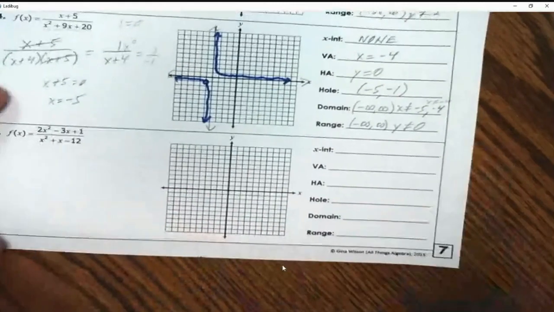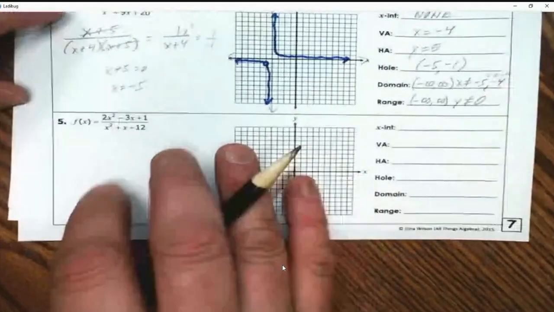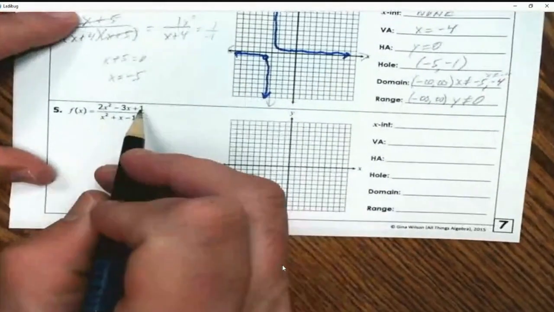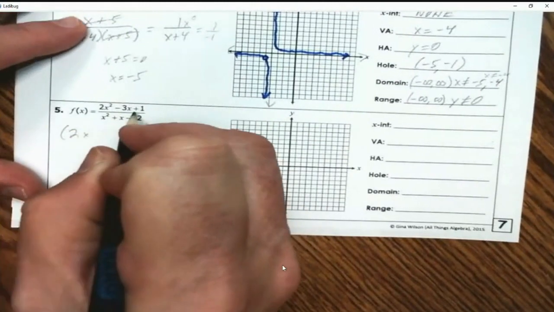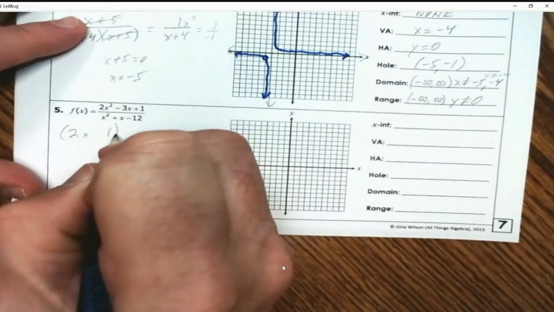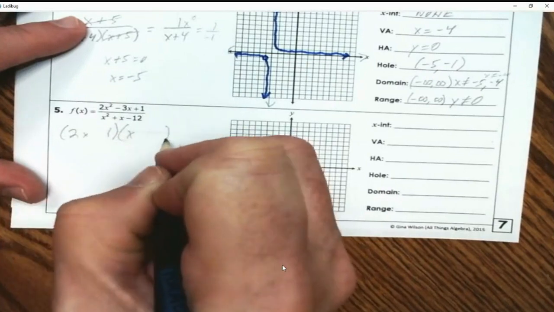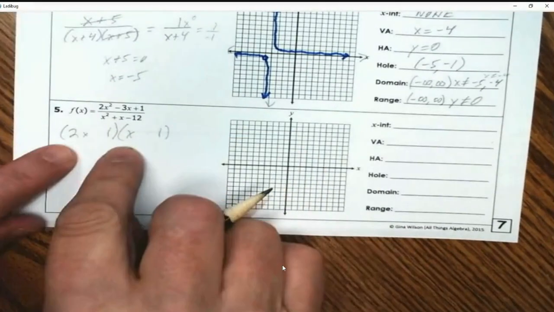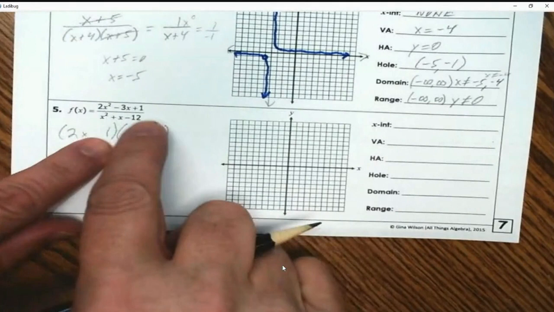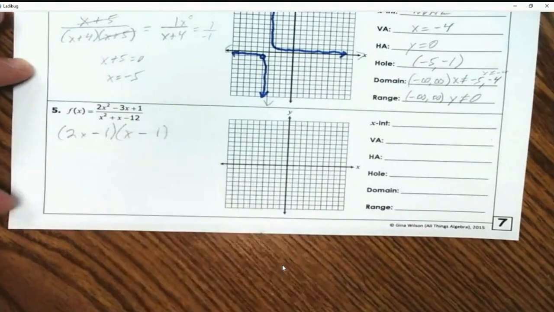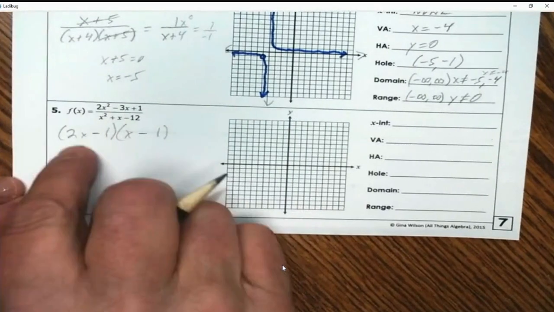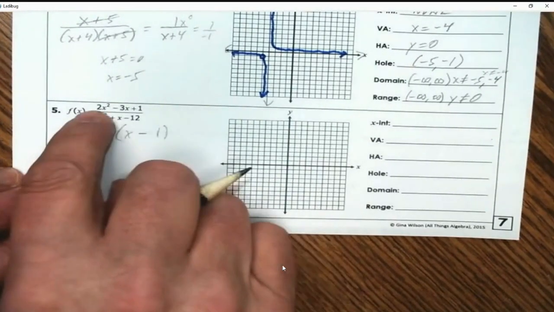Let's see. This looks a little tricky too. Let's see what we got. So 2x, we got a plus 1 at the end. So 2x times x is 2x squared. 1 times 1 is 1. It's a positive, but we want the middle term to be negative. So if we make both those negatives, 2x minus 1 times x minus 1 is the factors of that top one.